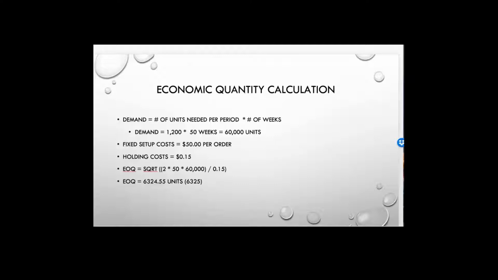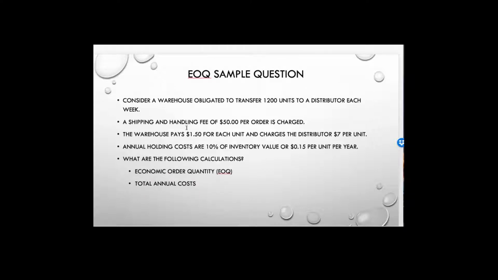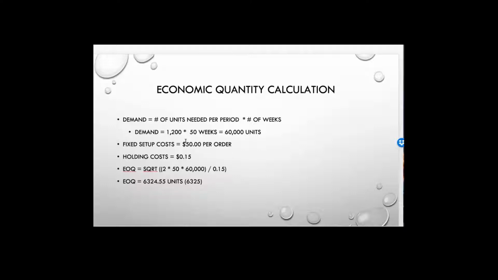Okay, so our fixed setup cost is $50 per order. So we get that from the shipping and handling fee. Okay, this is a fixed cost. Fixed costs are costs that do not change regardless of the amount of items within the order. So the shipping and handling fee is $50 per order, regardless of whether we purchase 1,000 or 10,000 or 100,000. So that's your fixed setup cost, $50 per order.